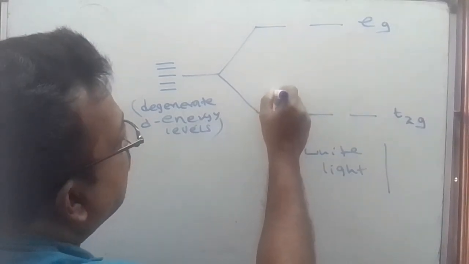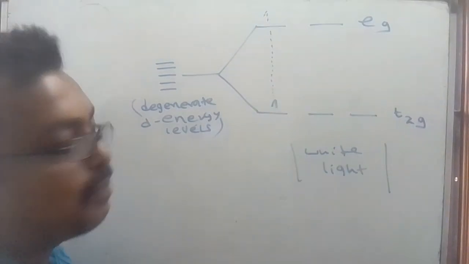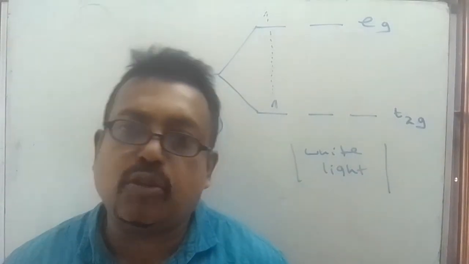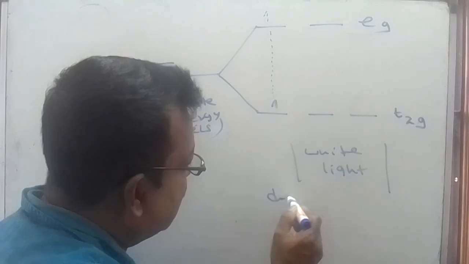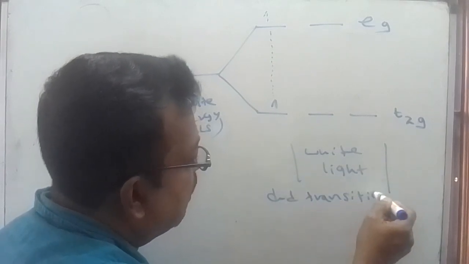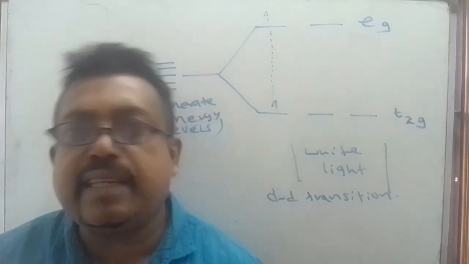As a result of that, this electron goes to the upper energy level like this. So this phenomenon is said to be d-d transition. Learn it. This phenomenon is said to be d-d transition.